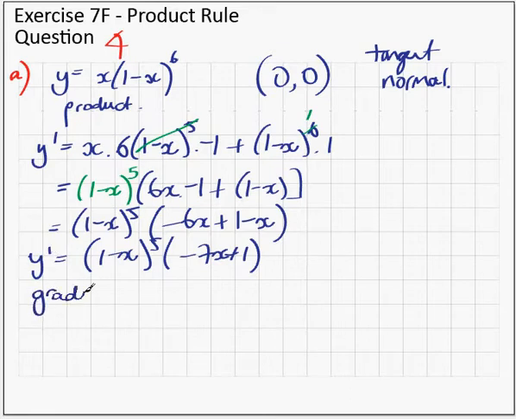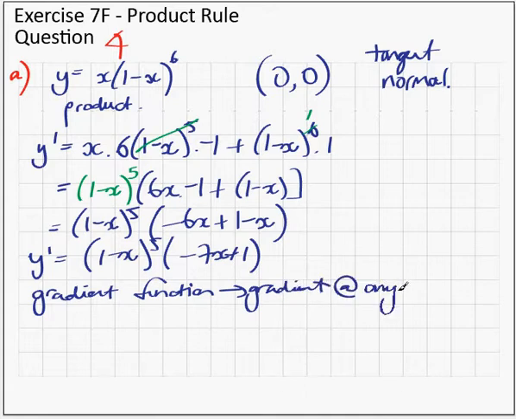My gradient function can tell me the gradient at any point, because I just put in the x values here, and that gives me the gradient at any point on my original curve. Well, that's great, because what I'm really interested in is the point 0, 0.